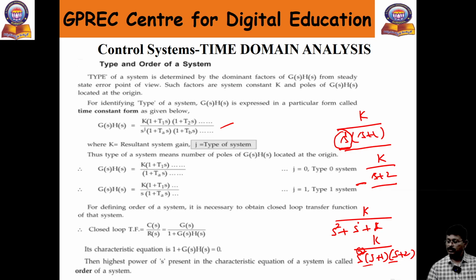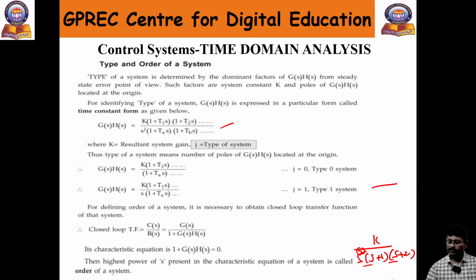So like that we have to find the type and order of the system for a given transfer function. Now, I already know this is the closed loop transfer function, and the characteristic equation is 1 plus G of s. The highest power of s in the characteristic equation is called the order of the system.